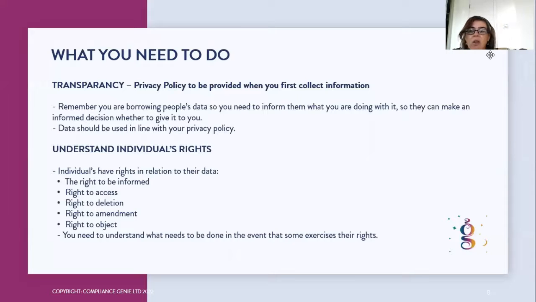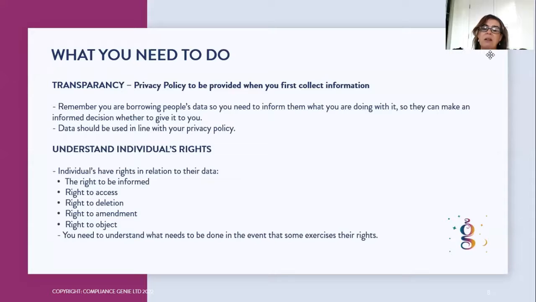A right to deletion. They can say, please delete the information you hold about me. This ties into your legal basis, but you'd have to explain why, if you can't delete it. You can't just ignore them and say, well, I'm not deleting it. A right to amendment. If you know that information is wrong, or they tell you it's wrong, you've got to change it to make sure it's correct.